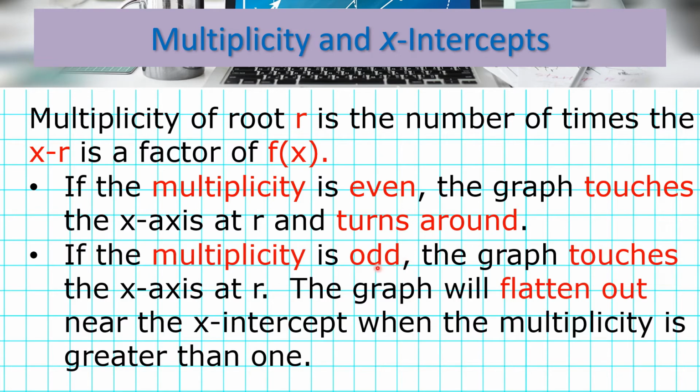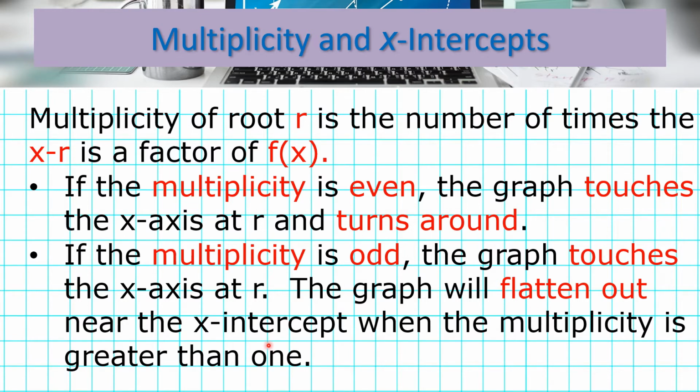Another thing is, kapag odd number naman yung multiplicity, like 1, 3, 5, and so on, the graph crosses the x-axis at r. Ito ay kapag 1 lang yung multiplicity, nadaan lang siya. Pero, magpa-flatten out kapag ang kanyang multiplicity is greater than 1, pero odd number pa rin.